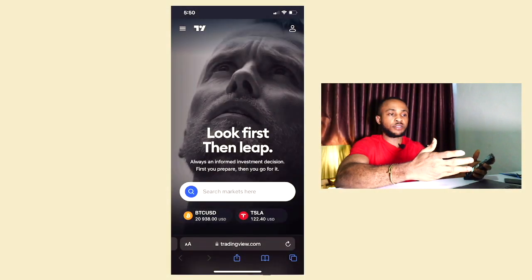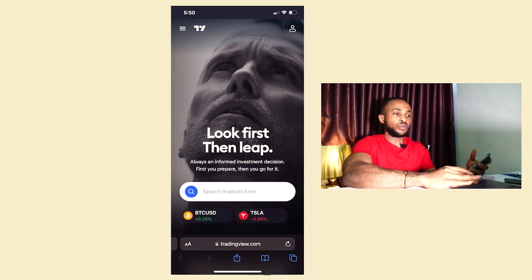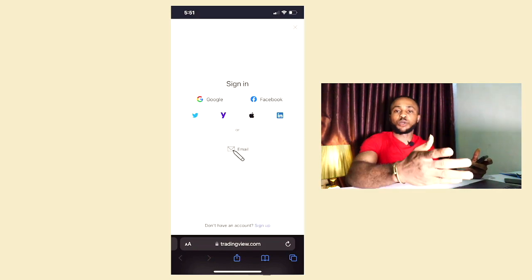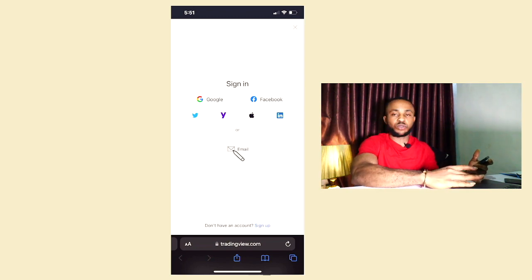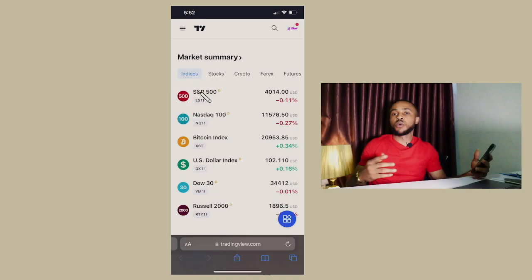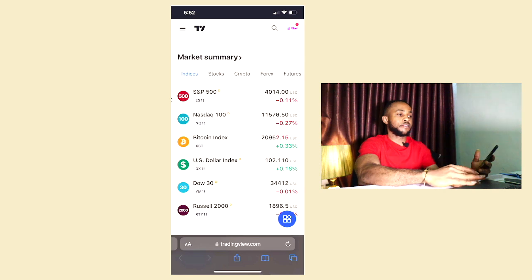So once you go to tradingview.com, this is the home page. All you need to do is come to the profile icon here and click on it. Sign up using any of these accounts here. I'm going to be using my email address. Once you're done signing up, this is how the home page is going to look.